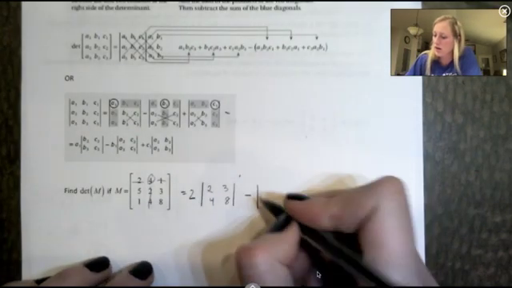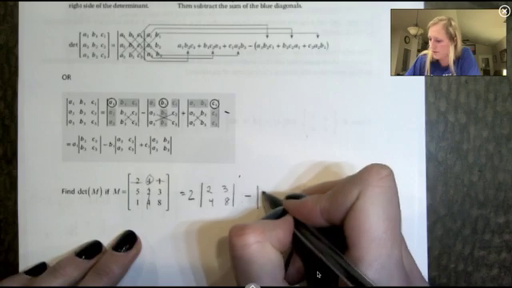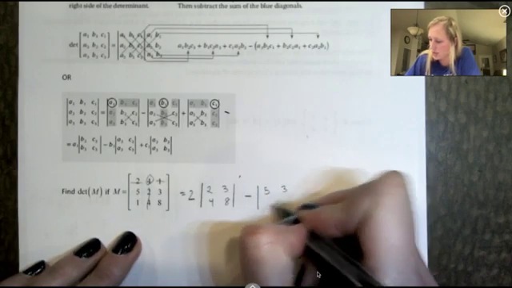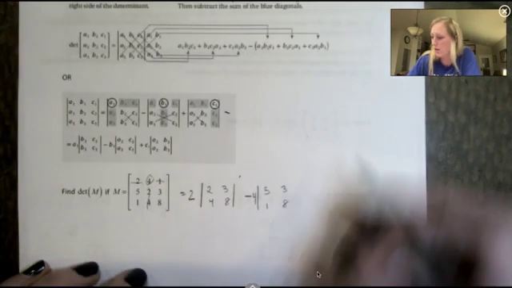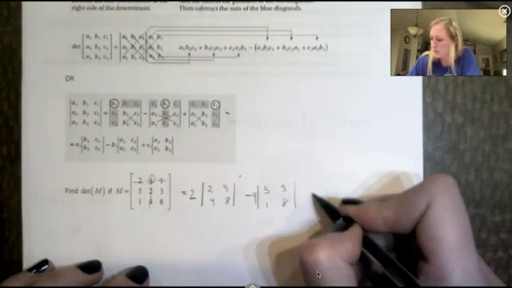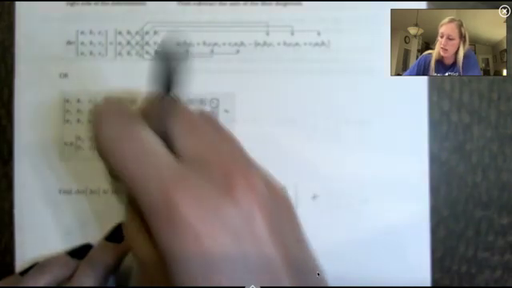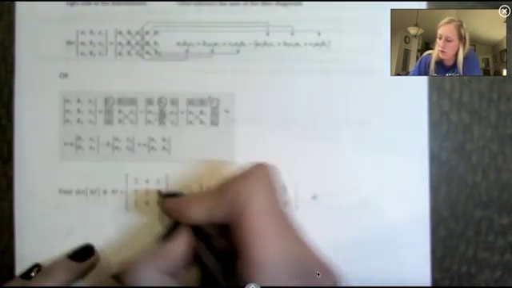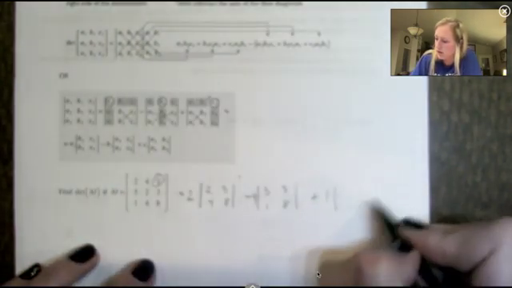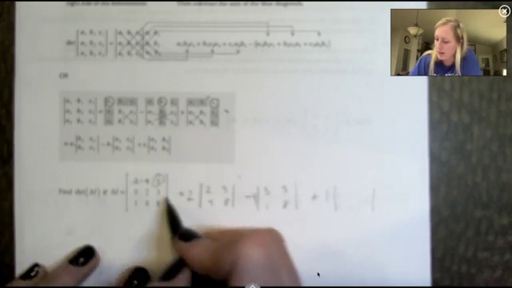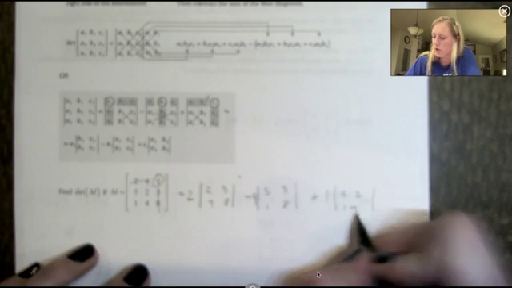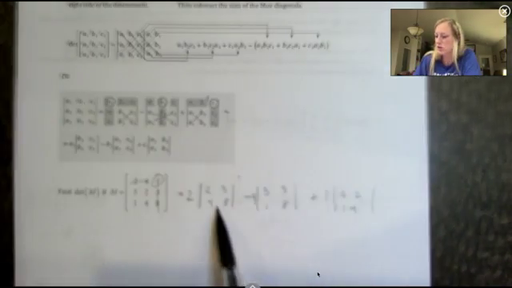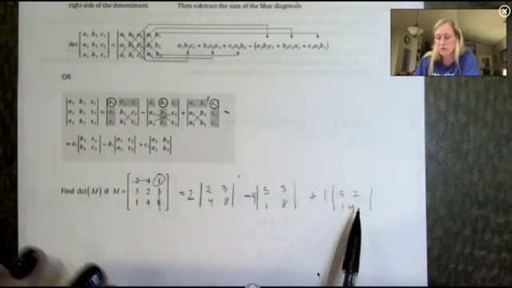So I have 5, 3, 1, 8, and then I have that 4 in front, the entry that I took out. And then our last one is plus C1. So now I'm looking at the last entry in row 1, which is 1, and my remaining 2 by 2 matrix is 5, 2, 1, 4. So now I'm finding the determinant of each of those, just like we did before.